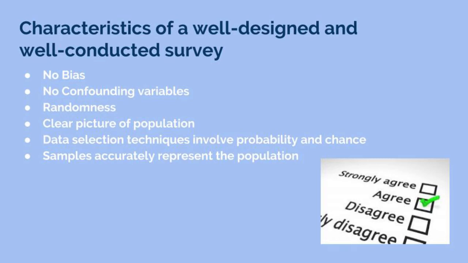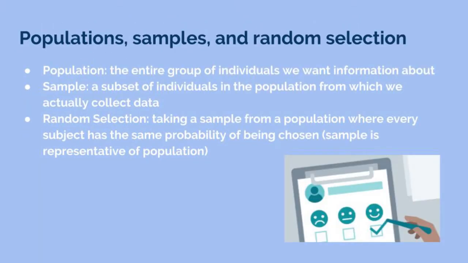Before we dive in, let's briefly go over the characteristics of a well-designed and well-conducted survey. It must have no bias, or as little as possible, no confounding variables, and it must use a random and representative sample that was selected using the proper techniques. To continue, we will address some definitions.